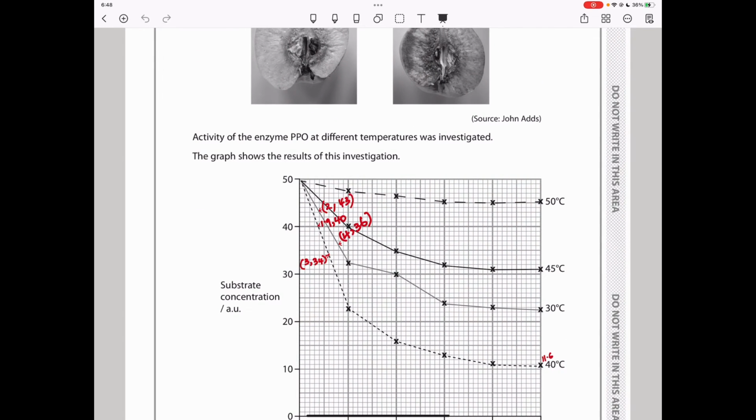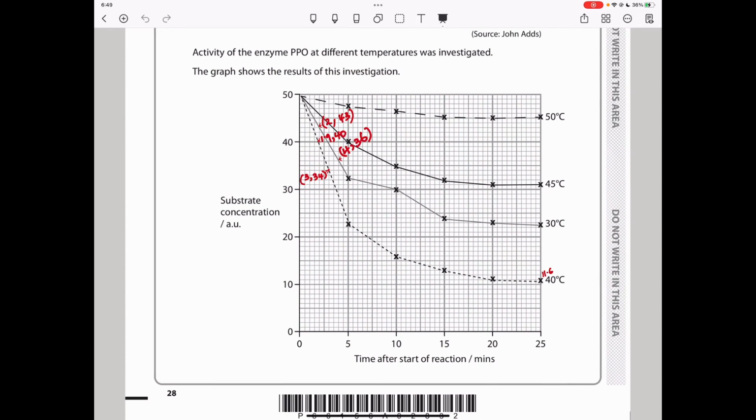They say activity of the enzyme PPO at different temperatures was investigated, and the graph shows the results of this investigation. So we have the substrate concentration on the y-axis, and the time after start of the reaction on the x-axis. We can see the substrate concentration is decreasing over time at different temperatures. However, the rate at which the substrate concentration decreases is different depending on the temperature that is used.